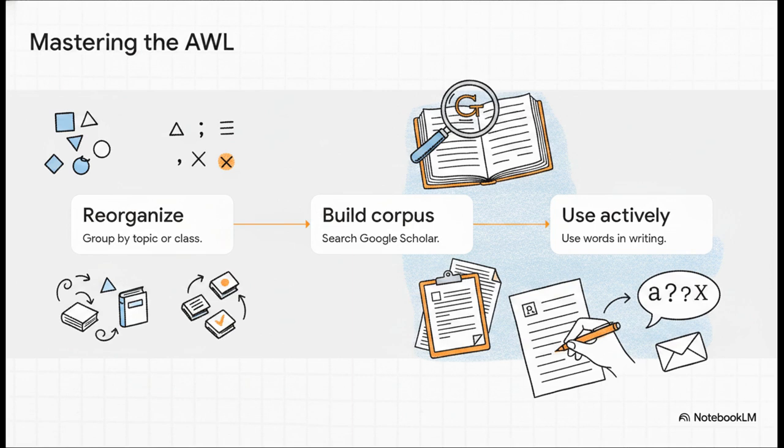Step 2 is a really great one. Build your own individual corpus, which really just means a personal collection of texts. Try searching for these new words in Google Scholar to see exactly how they're used in real academic sentences within your specific major. Copy and paste those examples into a document so you have your very own customized study guide. And finally, step 3, actively use them. Next time you write an essay, or hey, even just draft an email to your professor, force yourself to swap out a basic word with an academic word family member you just learned.